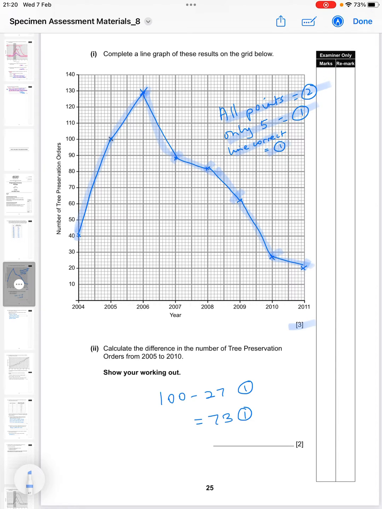Part 2, calculate the difference in the number of tree preservation orders from 2005 to 2010. So 2005 was 100 and 2010 was 27. So 100 take away 27 is 73. That's for your 2 marks there. 1 showing your calculation and 1 for the correct answer.